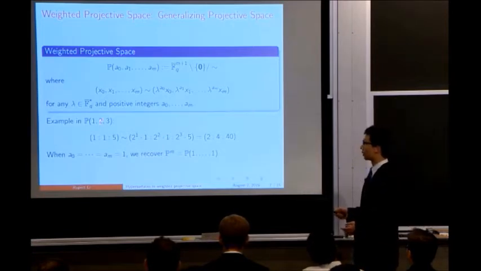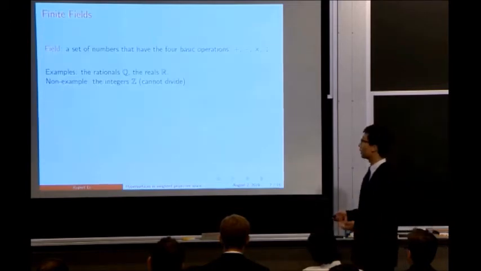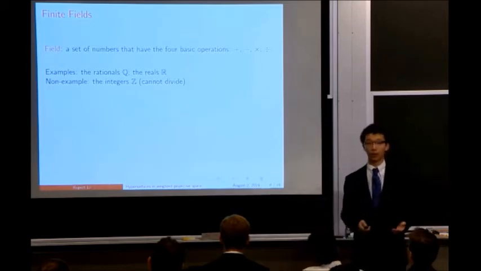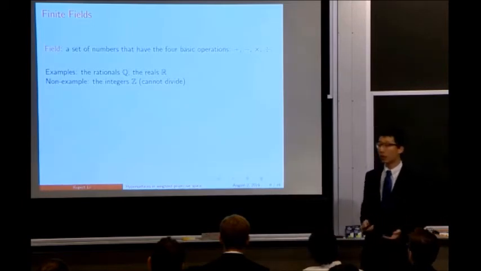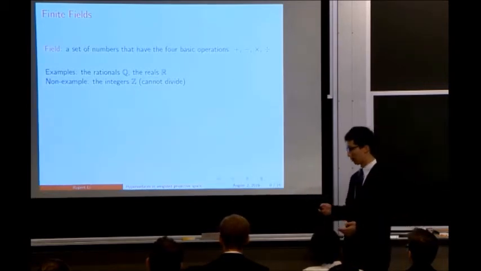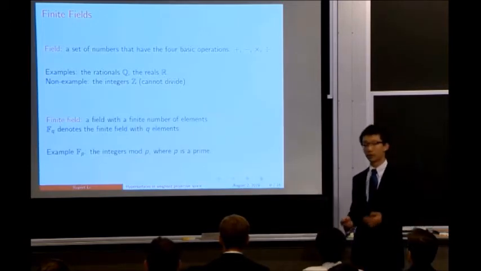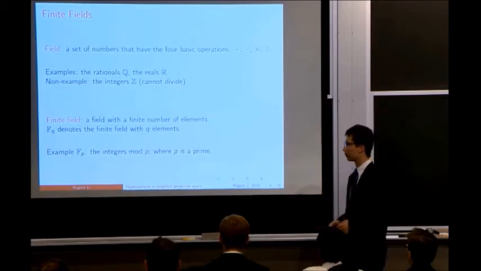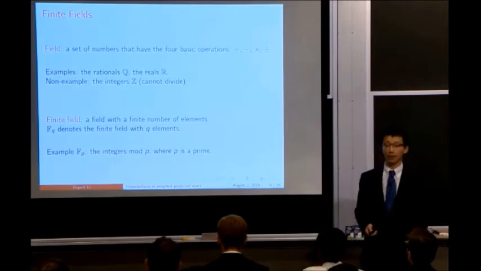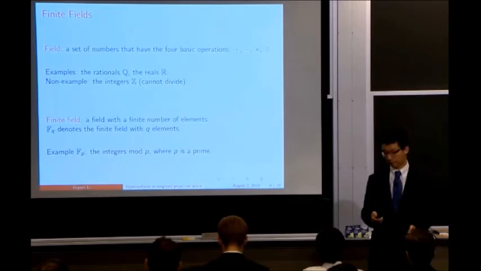In my project, however, the numbers that I use aren't going to be integers. They're going to be elements of a finite field. A field is a set of numbers that have the 4 basic operations. Examples of those are the rationals and the reals, as we're used to. A non-example is the integers, because, for example, 5 divided by 2 is not an integer anymore. A finite field is just a field that has only a finite number of elements, and if it has q elements, we'll denote it F_q. An example of a finite field is F_p, where p is a prime, which is just the integers mod p, performing modular arithmetic, so always taking a remainder mod that prime.